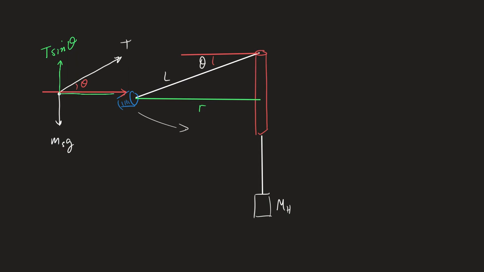and T cosine theta is that way. That good? Now it's the part of the weight that's towards the center that is causing centripetal acceleration. And you have a way of finding out what that tension is.